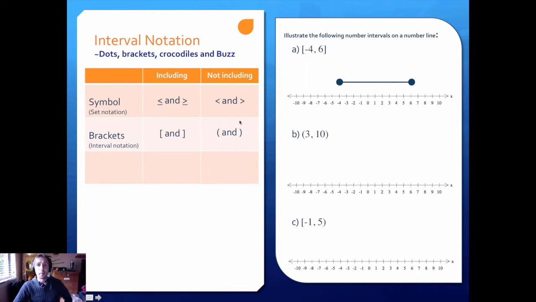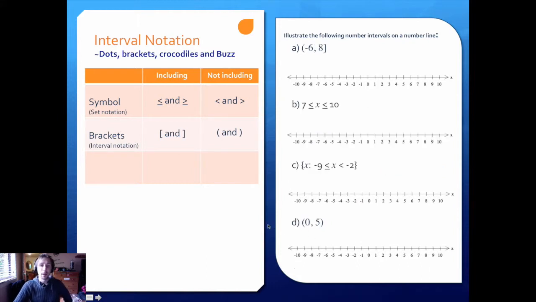So 3 to 10, but of course the round brackets mean not including. So not including means it's going to be an empty dot. So let's have a look at this. 3 to 10, not including both of those because they're both round brackets like you can see, and therefore it's an empty dot, 3 to 10. Alright, and this one here, well, it's saying from negative 1 inclusive to 5 not included. So therefore negative 1 will be a coloured in dot and 5 will be an empty dot.